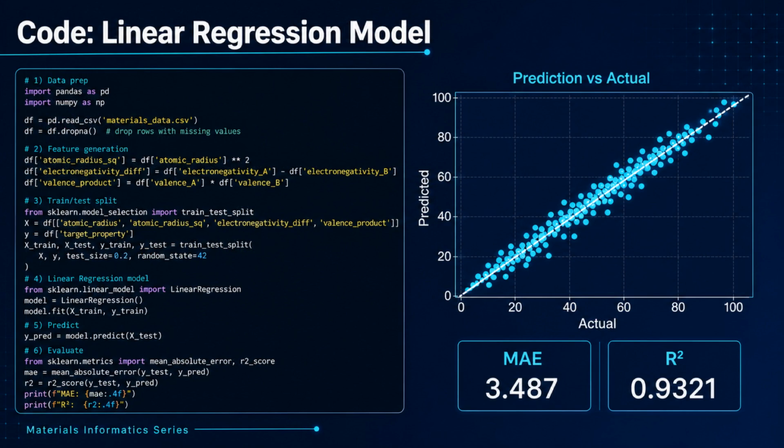Let's see a complete machine learning workflow. Prepare your data with compounds and target properties. Generate MAGPIE features using element property. Split into training and test sets. Train a linear regression model and make predictions. Evaluate with MAE and R-squared. Create a prediction versus actual scatter plot to visualize model quality. This workflow generalizes to more sophisticated models.